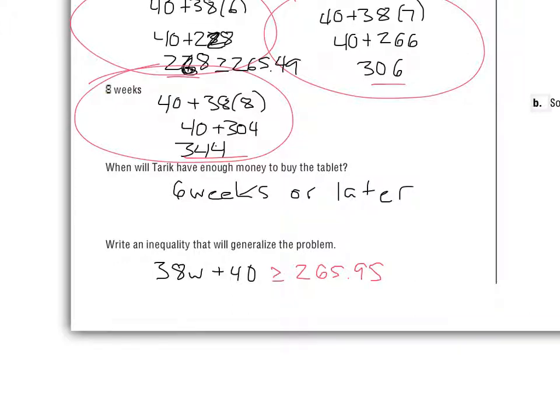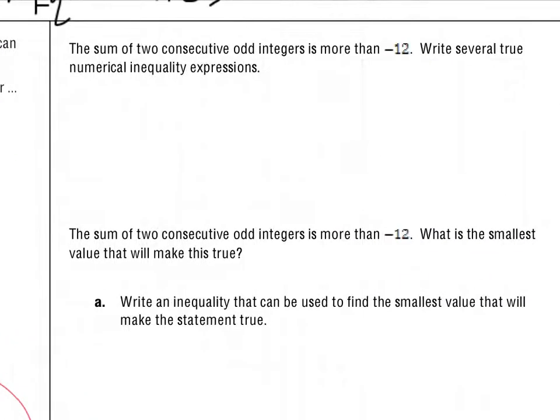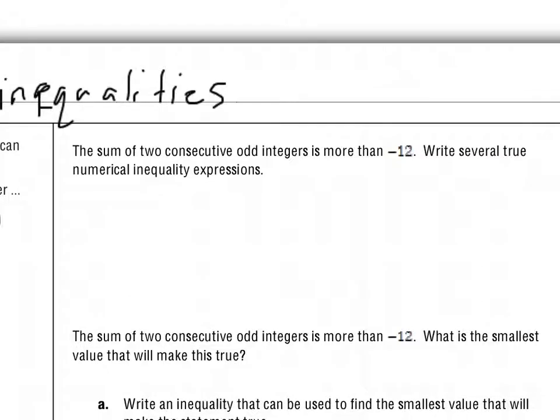All right, so let's look over here and look at something a little bit different. It says the sum of two consecutive odd integers. Remember, when we're talking about consecutive odd integers, we've had this conversation before. These are two integers that are consecutive and odd. So 1 and 3, or 3 and 5, or 21 and 23. The sum of them is greater than -12.